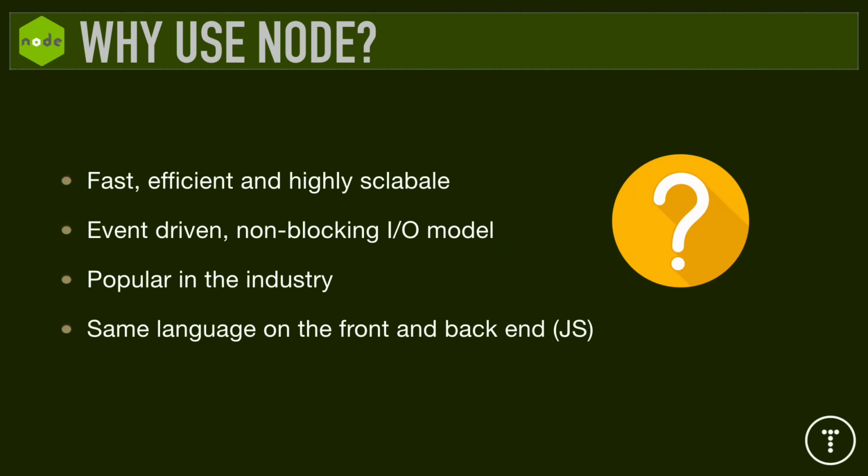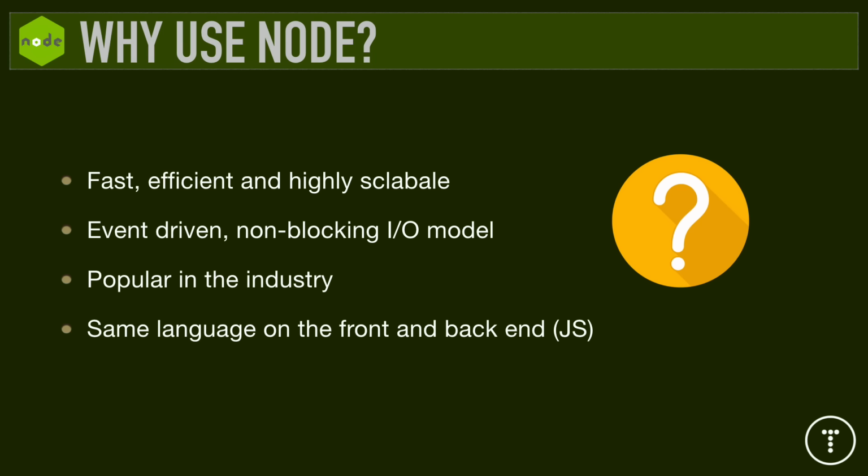All right, so why use Node? Why is it a good choice for server-side technology over, let's say, PHP or Python? Node is extremely fast, efficient, and it's also highly scalable. One of the reasons for that is it's event-driven, it runs on a single loop, and it's non-blocking. So it has a non-blocking I/O model, and if that sounds like gibberish, I'm going to go over what that means a little bit more in the next couple slides.